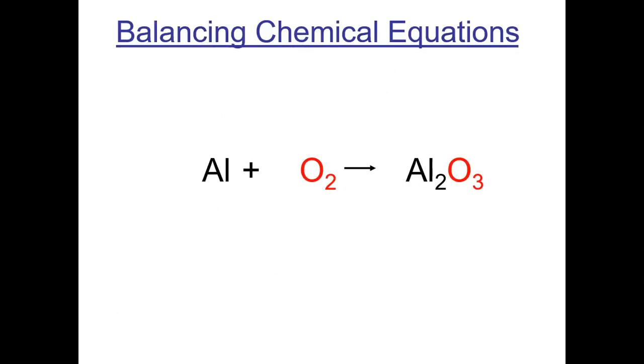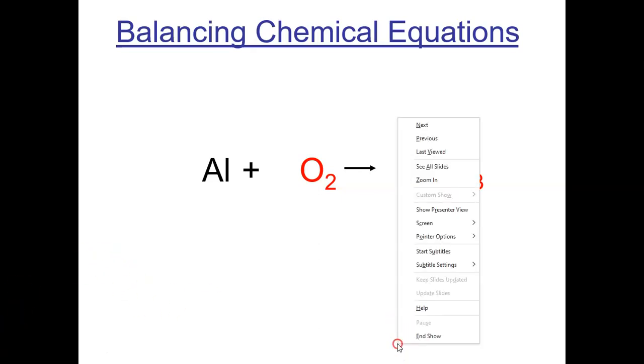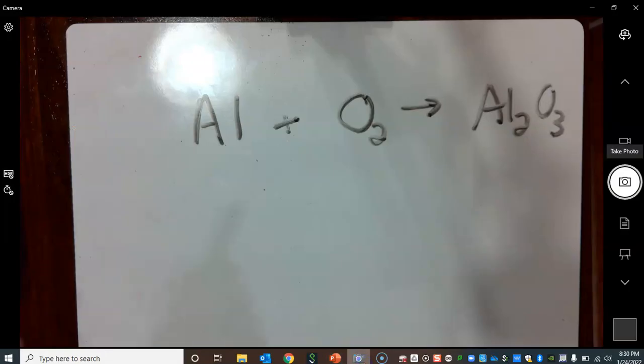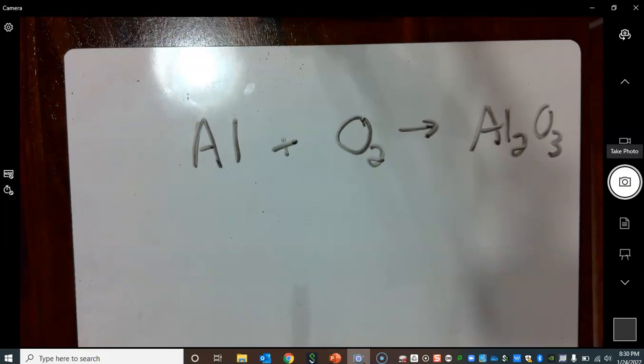All right, so I'm going to do a couple examples on the whiteboard of balancing chemical equations. These are in your guided notes packet, so you can take a look at these, and then I'll have a little practice for you to do as well. All right, so the first example is aluminum plus oxygen yields Al2O3. Sorry, there's a little bit of a glare there, but we'll just have to live with it.